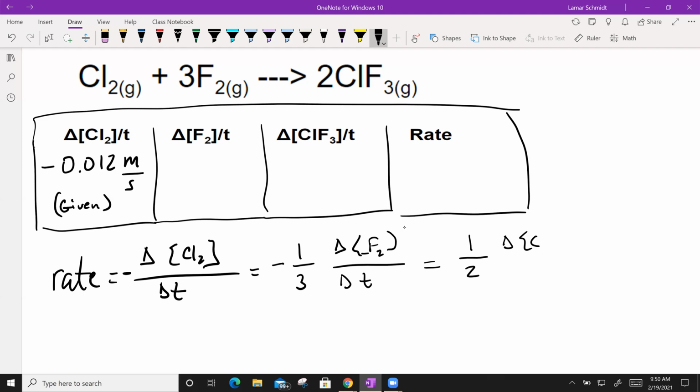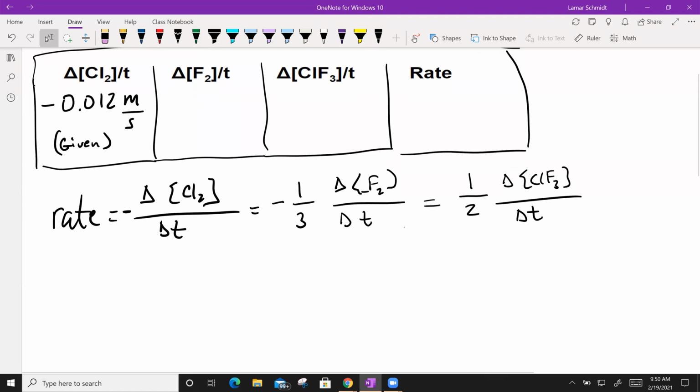change in concentration of ClF3 divided by the change in time. And so all of these are equal expressions. They're all equal. Now, if we want to determine the rate, and this is what I suggest finding first, this is rate. And I ask you this problem first. This is what problem number 2 asks you about: what is the rate of the overall reaction.